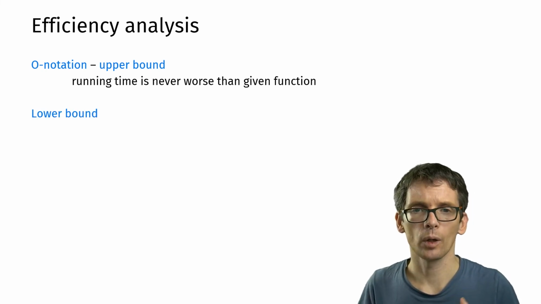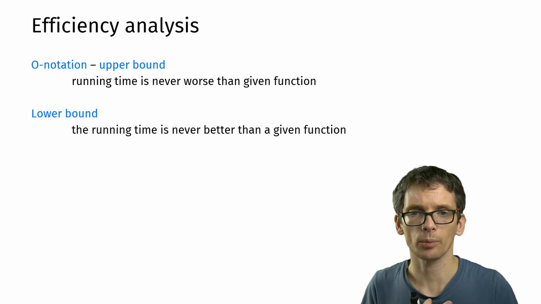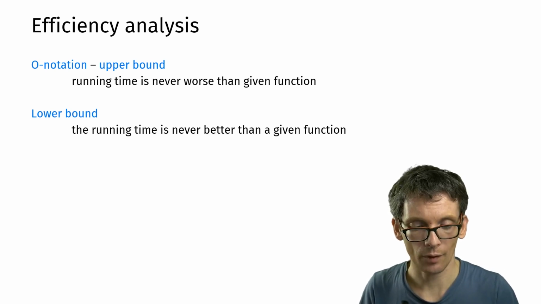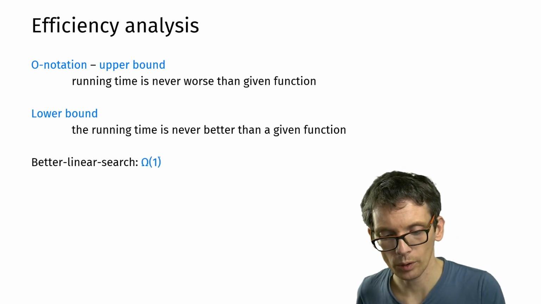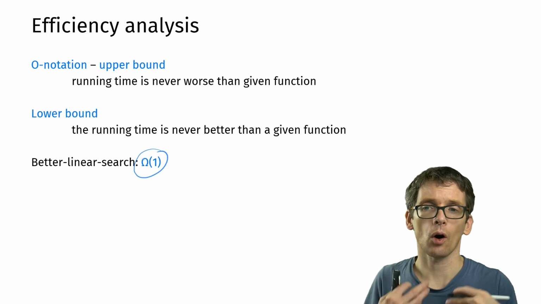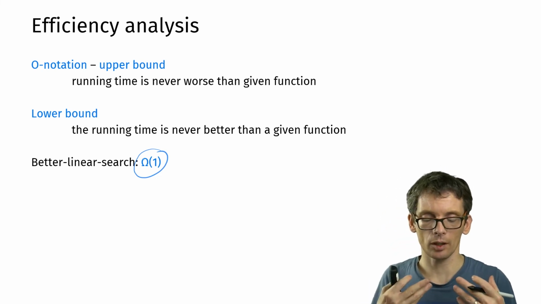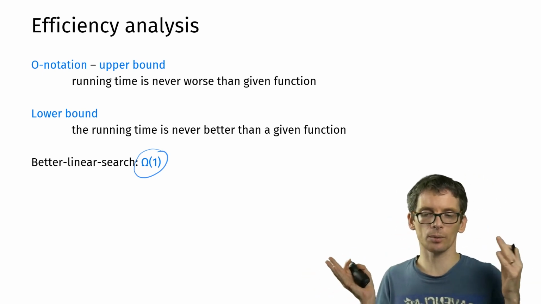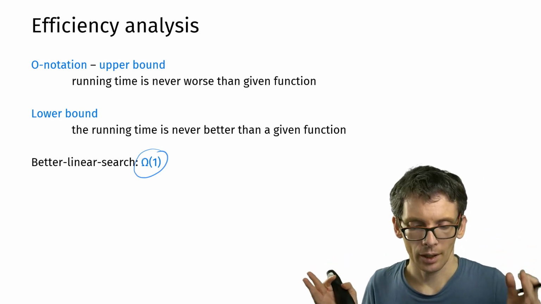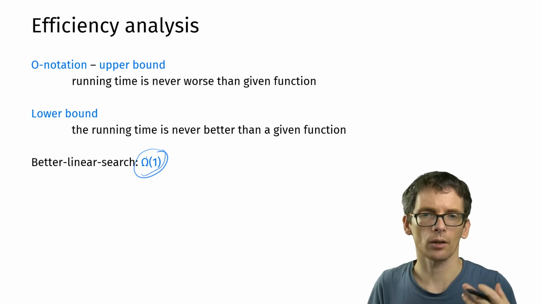Then we also have lower bounds. So we want to also be able to express that the running time is never better than a given function. And lower bounds we're going to write by using omega. Omega gives lower bounds, so we can say better linear search always takes at least constant time. Okay, that is not very interesting. Any algorithm takes at least constant time. But that we express by saying that it's in omega of 1.